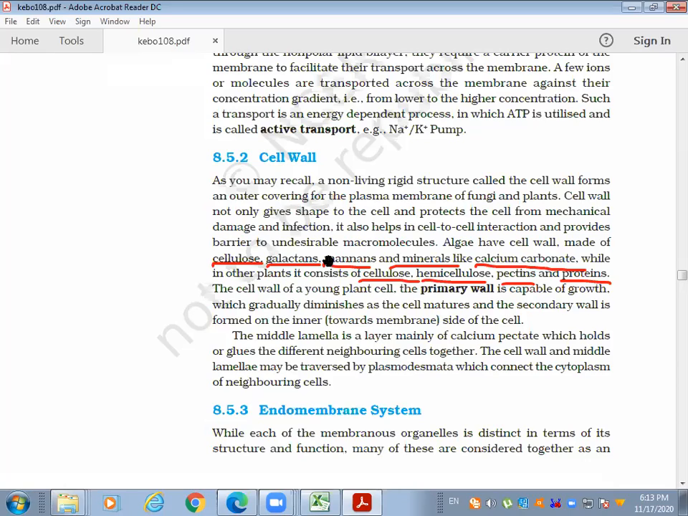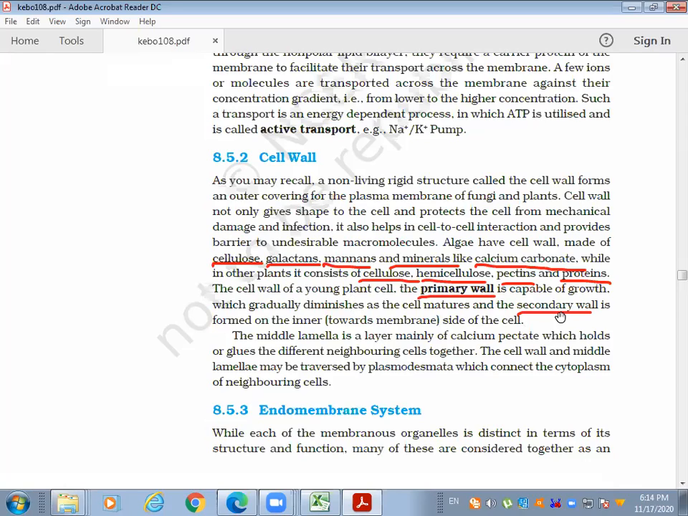The cell wall of a young plant cell, the primary wall, is capable of growth, which gradually diminishes as the cell matures and the secondary wall is formed on the inner side of the cell, towards the membrane.